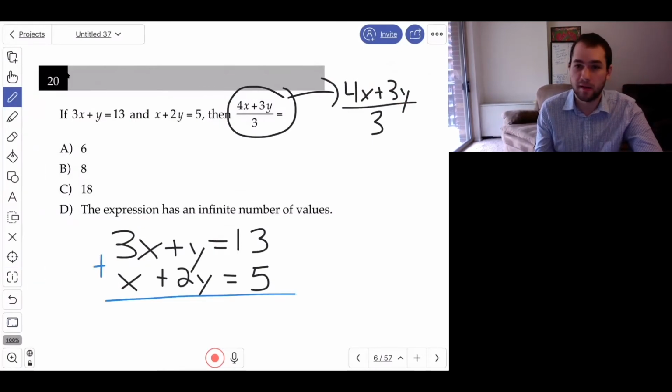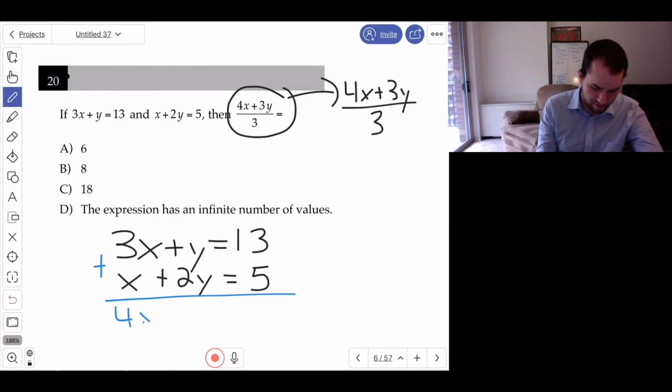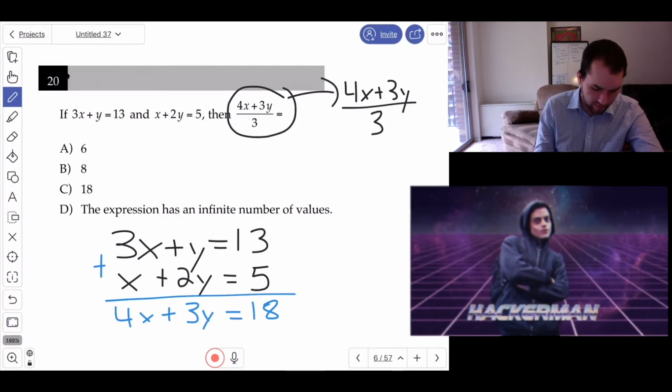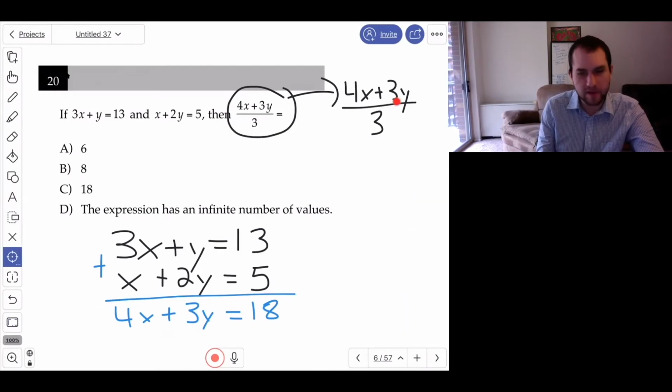I know with systems that I'm allowed to manipulate these basically any way I'd like, as long as I do the same thing on the left as I do on the right. 3x plus x is 4x, y plus 2y is 3y, and then on the right side, 13 plus 5 is equal to 18. And look at that. It worked out really, really nicely. 4x plus 3y is exactly what I wanted, and I solved that as equal to 18.